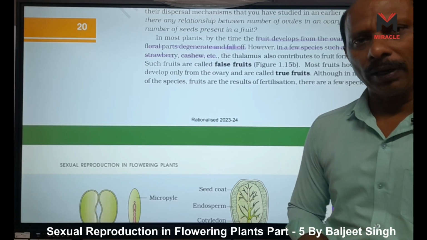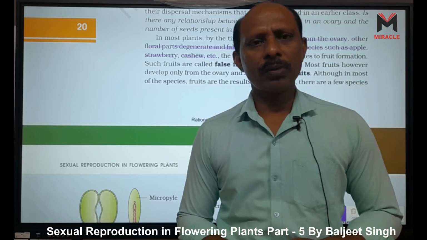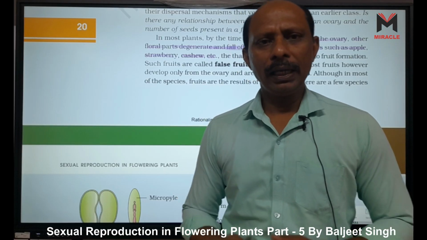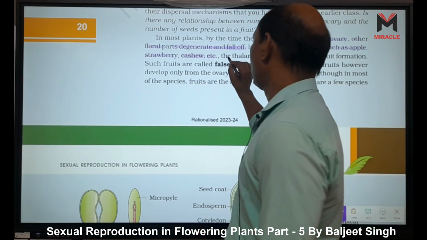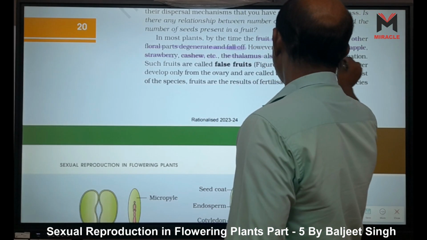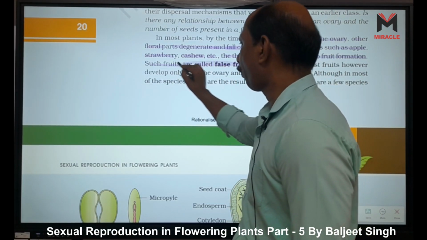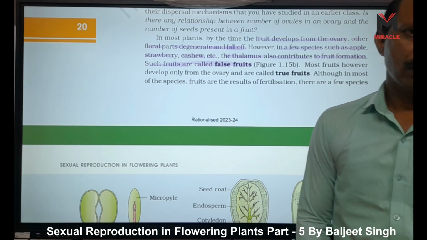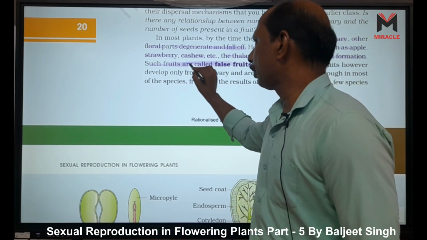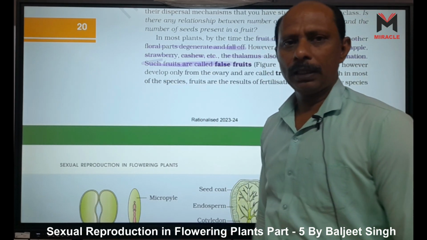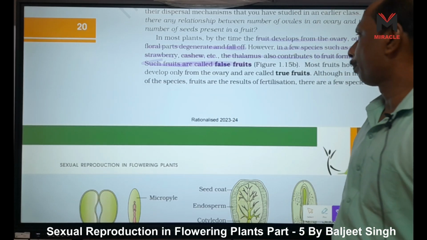An ovary is not developed, but what happens is that another part of the flower is developed. Other part means what? Here the thalamus is developed into a fruit. The thalamus also contributes to fruit formation, and such fruits are called false fruit. Why are they called false fruit? Because they develop from the thalamus, not from the ovary. That's why they are called false fruit, right?